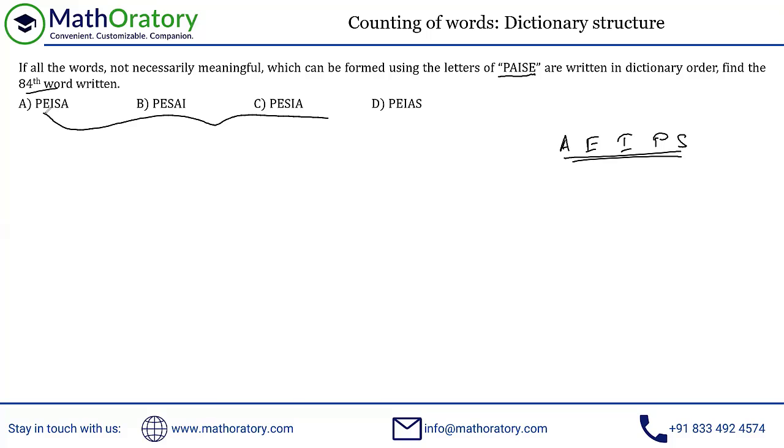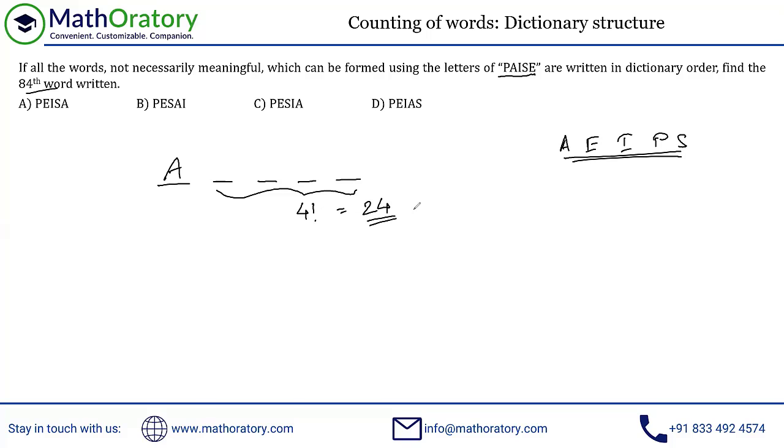Now, in this case, the options are indicating the starting letter has to be P, but I'm showing you a generic approach in which you can always figure it out without even looking at the options. So let's think about all the words that start with A. If you fix A on the first place, the remaining 4 letters have to be rearranged, right? In this case, repetition of letters will not be allowed. So the remaining 4 letters can be arranged in these 4 spaces in 4 factorial ways. That's a total of 24 ways.